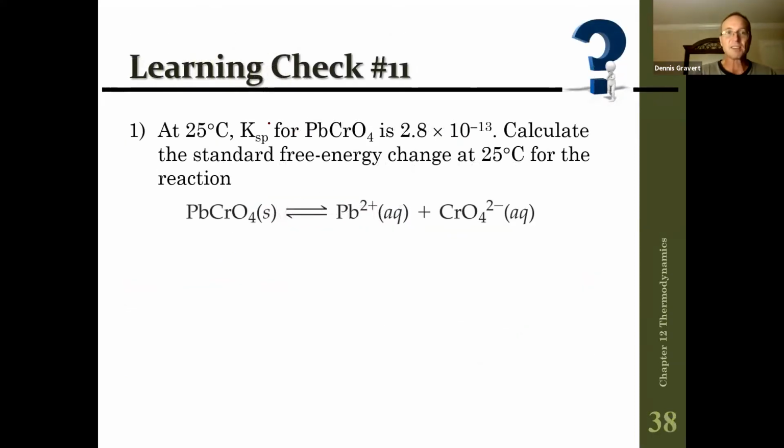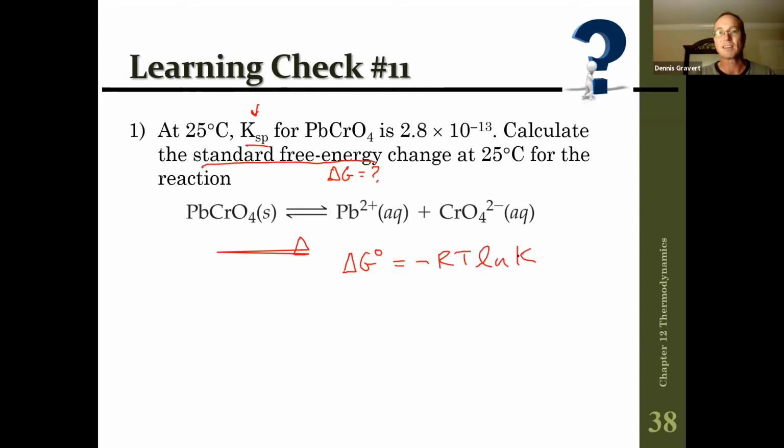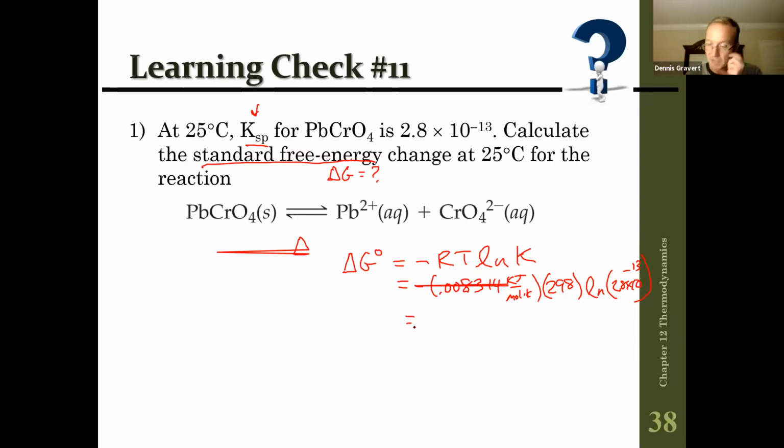That's where this is going. So we're given the equilibrium constant and we want the free energy. Because you're at equilibrium, we can use this one. The standard free energy is equal to the negative of RT natural log of K. And so it's minus 0.008314 kilojoules per mole Kelvin, times the temperature, which is 25 degrees, so it's 298 Kelvin, times the natural log of the Ksp, 2.8 times 10 to the minus 13. Pretty sloppy, sorry. Put that in your calculator and see if you agree with me. This is number 11. I got a negative 71.6 kilojoules.